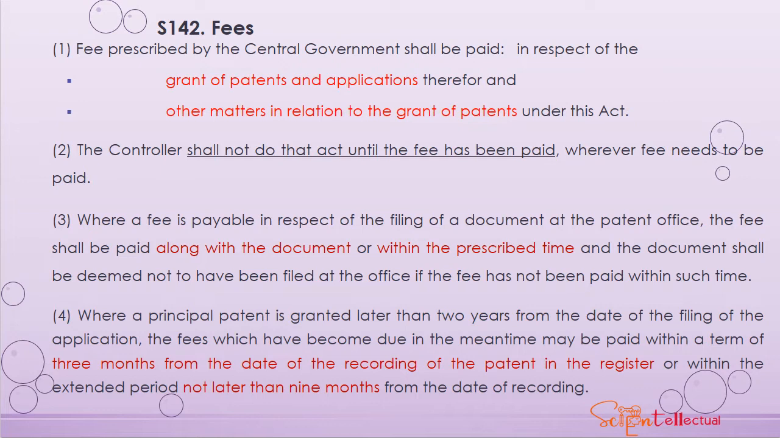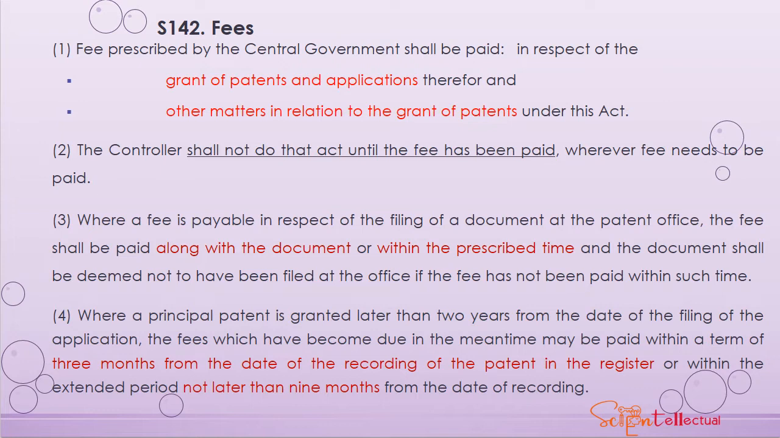Subsection 4. Where a principal patent is granted later than 2 years from the date of filing of the application, that is, the date of filing of the application is some date and then 2 years have passed, then the patent is granted. The fee which has become due in the meantime will be paid within a term of 3 months from the date of recording of the patent in the register. There is a date on which the patent is getting registered.